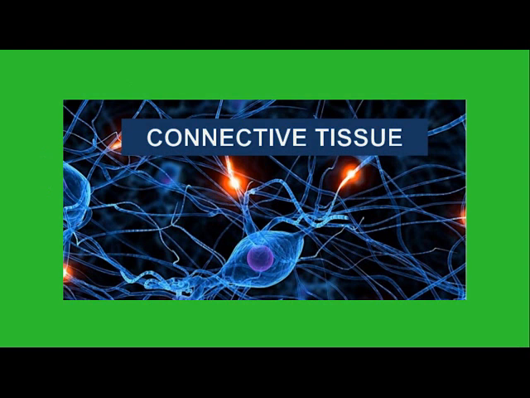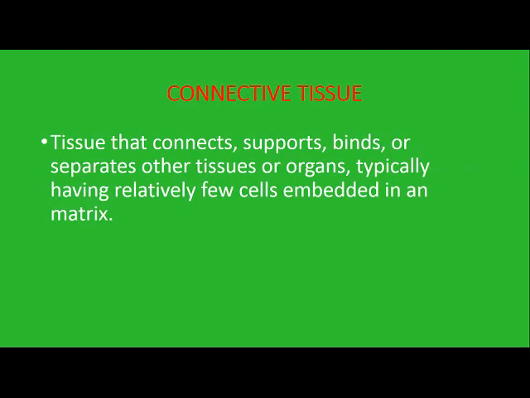What are connective tissues? Look at the picture, children, and can you see that it is a diagram of a nerve cell and you can see so many connections are there, right? So let us study about the connective tissue. What are connective tissues? Connective tissues are basically the tissue that connects, supports, binds or separates other tissue or organ, typically having relatively few cells that are embedded in a matrix.